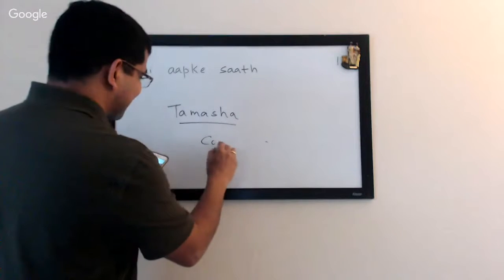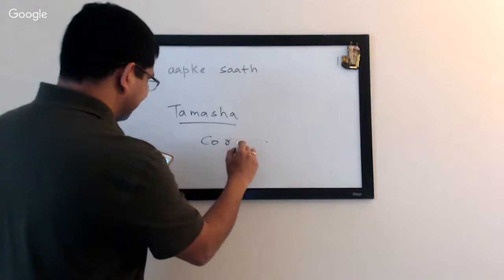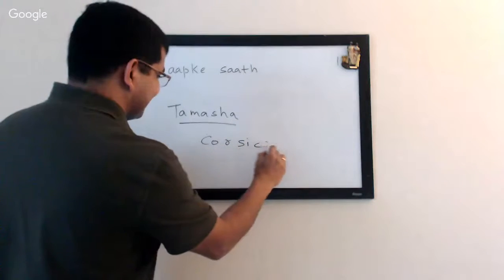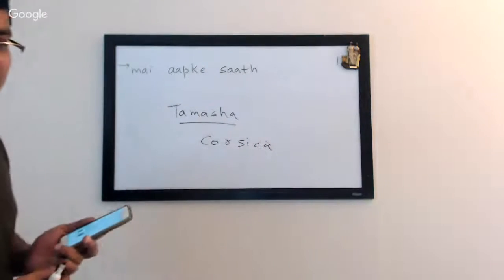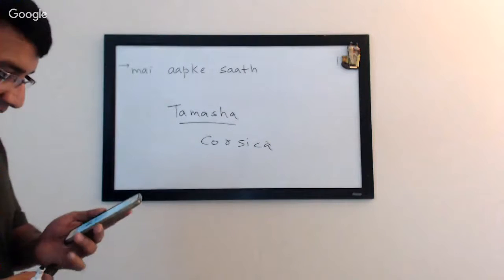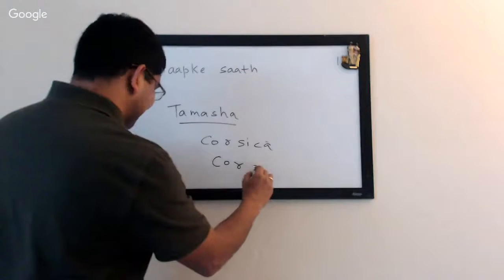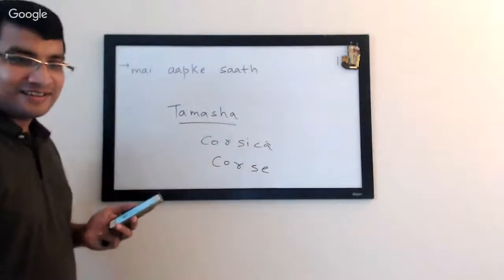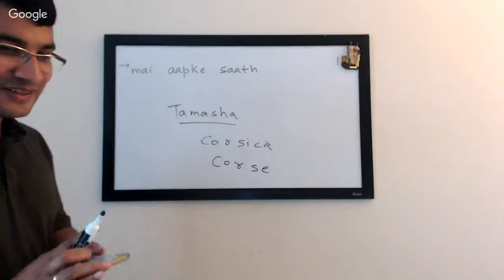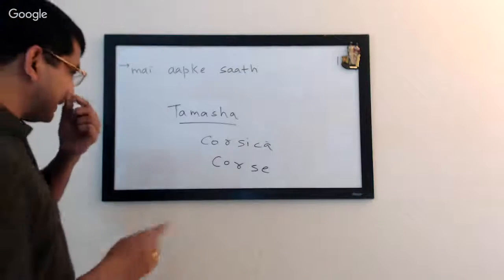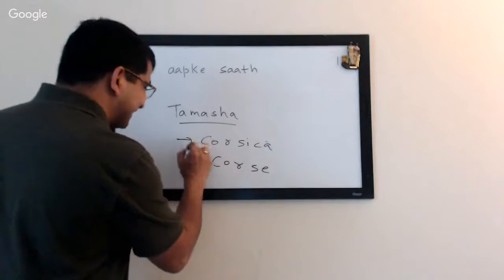Somehow Wikipedia is saying SICA. It is probably spelled differently. Oh, I see. In French, you will write it as CORSE. Yeah, that's how it is written for French.